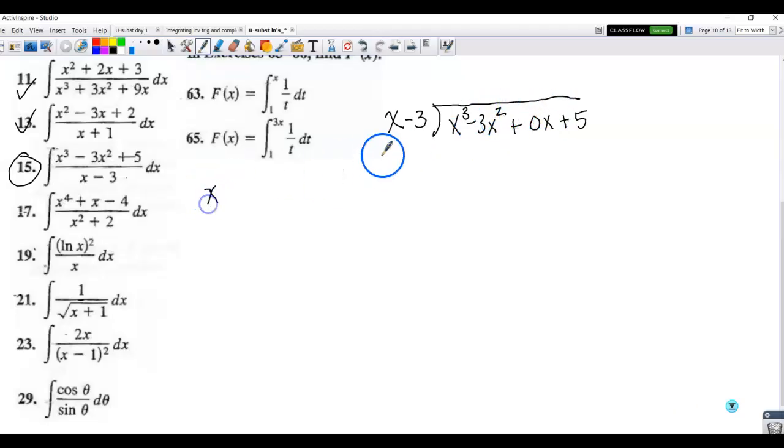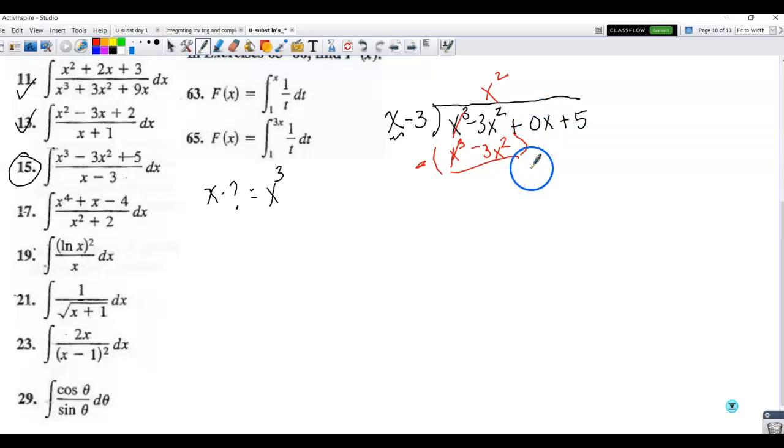I start the game, I take the x, and I ask myself x multiplied by what is equal to x cubed. That is x squared, so it goes over the x squared term. Then I multiply x squared times negative 3 is negative 3x squared. x squared times x is x cubed, which is exactly what we wanted. We're going to subtract the whole thing. The x cubed subtract. Negative 3x squared goes. Plus 3x squared, that goes as well.